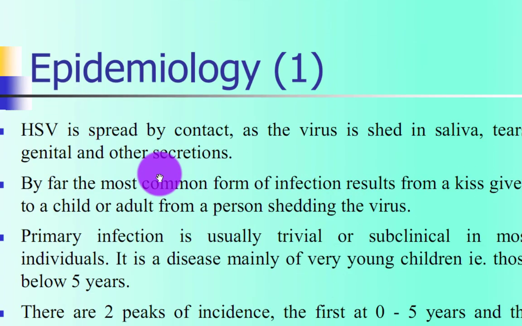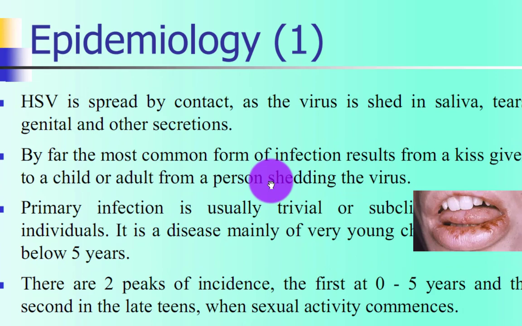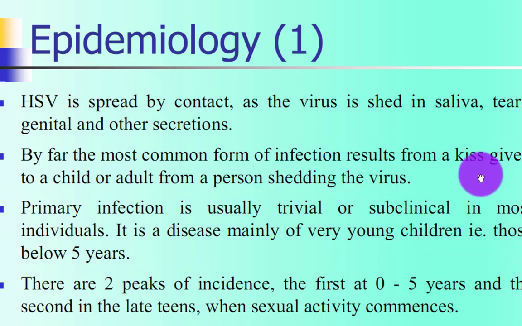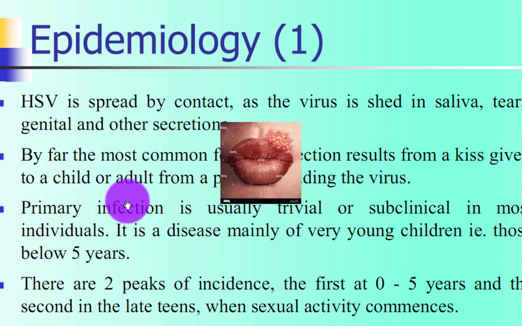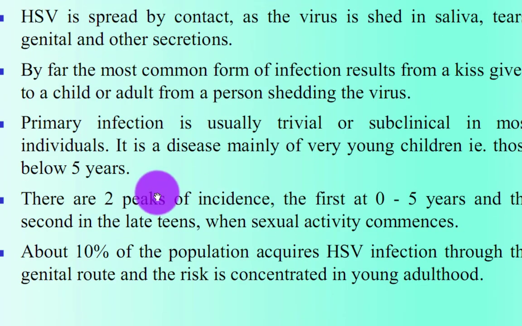Etiology: HSV is spread by contact, and the virus is shed in saliva, tears, genital, and other secretions. By far the most common form of infection results from a kiss given to a child or adult by a person shedding the virus. Primary infection is usually trivial or subclinical in most individuals.